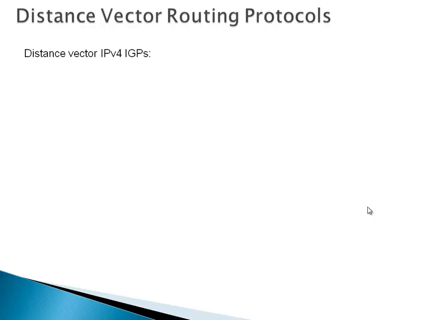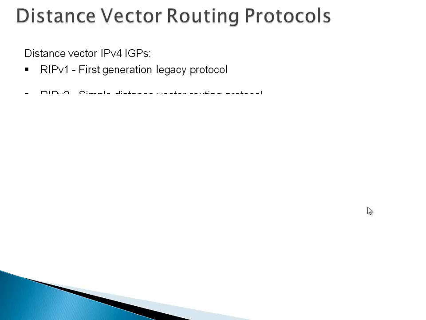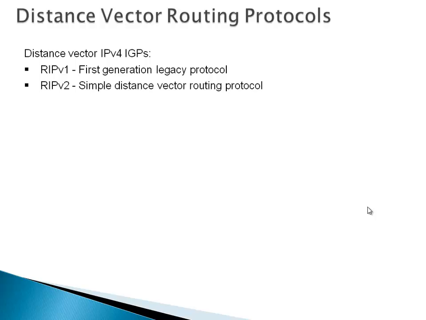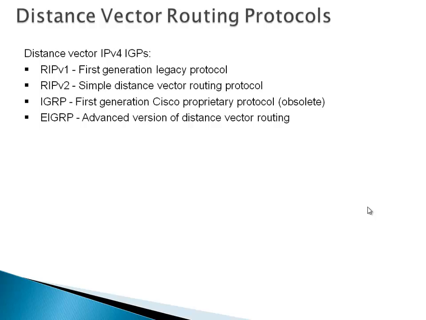Distance vector routing protocols, distance vector IPv4 IGP, interior gateway protocols. We have RIP version 1, first generation, a legacy protocol, not supported. Well, it's still supported, but we have an enhanced version, which is RIP version 2, a simple distance vector routing protocol. Then we had IGRP, a first generation Cisco proprietary protocol, and it's obsolete now because we have an enhanced version, which is EIGRP, enhanced interior gateway routing protocol, an advanced version of distance vector routing protocol.